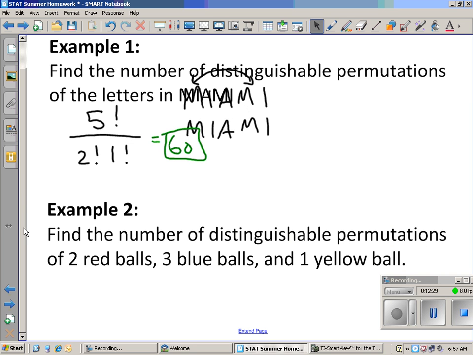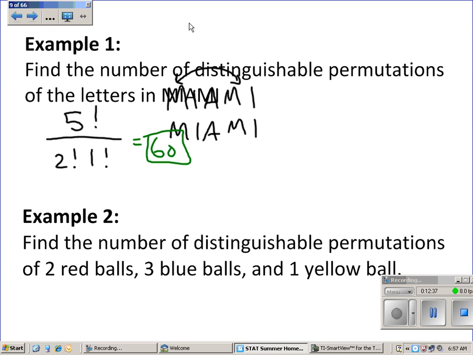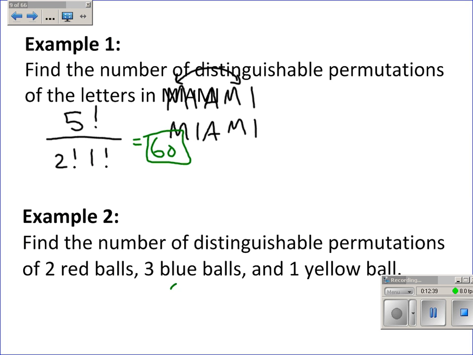Example 2, the number of distinguishable permutations of 2 red balls, 3 blue balls, and 1 yellow ball. Well, there are 6 total balls, so 6 factorial, but I need to take out all the repeats. And that will be 2 factorial, 3 factorial, and then you could put 1 factorial, but 1 factorial is just 1, and so we leave that one out. So I have 6 factorial divided by 2 factorial times 3 factorial, and I get 60.